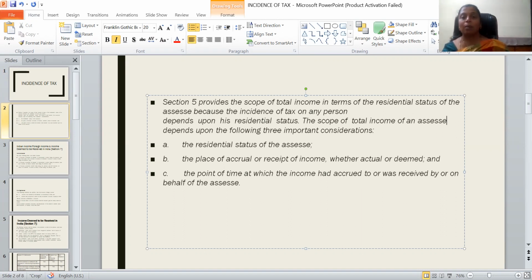Third, the point of time at which the income occurred to, and was received by or on behalf of, an assessee. So when was this particular income generated, and when was it received by the individual assessee, whether it is previous year income or not, also has to be assessed. These are the points you have to remember when we check the incidence of tax for different residential statuses.